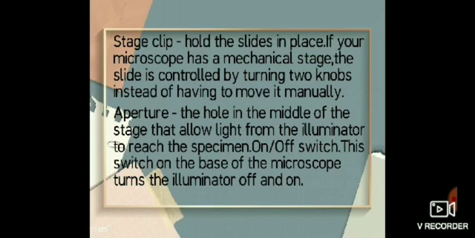It holds the slides in place. If your microscope has a mechanical stage, the slide is controlled by turning two knobs instead of having to move it manually. And we have the aperture. The hole in the middle of the stage allows light from the illuminators to reach the specimen. On or off switch. This switch on the base of the microscope turns the illuminators off and on.